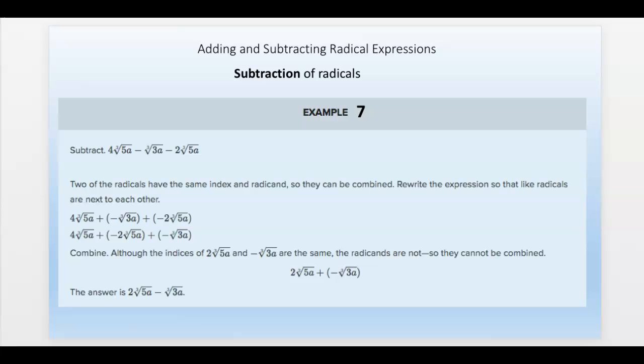It works the same way with variables. Again, this is the cube root of 5a. There's four of them here, and I'm going to subtract two of them in the back. So 4 minus 2 is 2. So I end up with 2 cube roots of 5a. And the cube root of 3a, it's negative, just comes along. You cannot combine it.